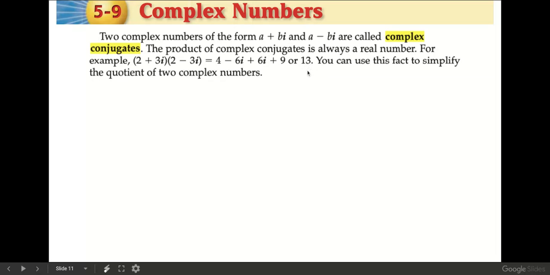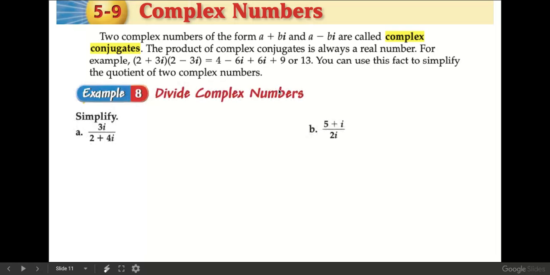So we can use the fact that we know that complex conjugates give us real numbers to simplify quotients, right? Division problems of two complex numbers. So let's look at some examples here. So I have two complex numbers being divided together, right? So I have 3i divided by 2 plus 4i. So again, I can use complex conjugates to simplify this. The conjugate of 2 plus 4i would be 2 minus 4i. And I would have to make sure to multiply that on the top and bottom, the numerator and the denominator, by that.